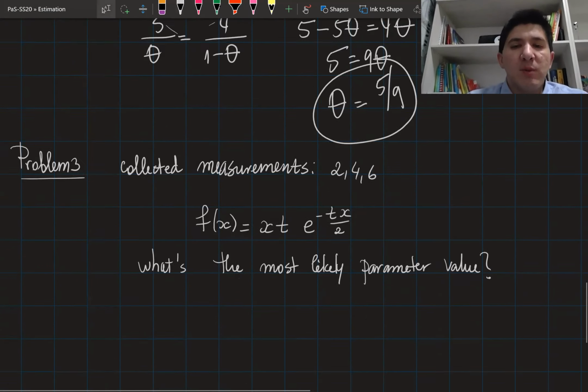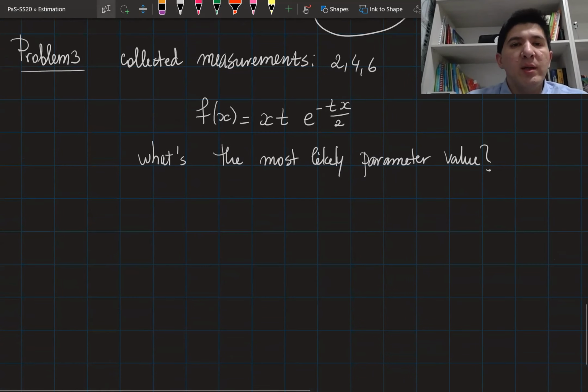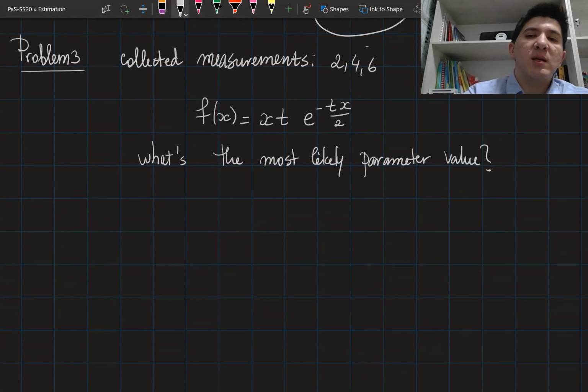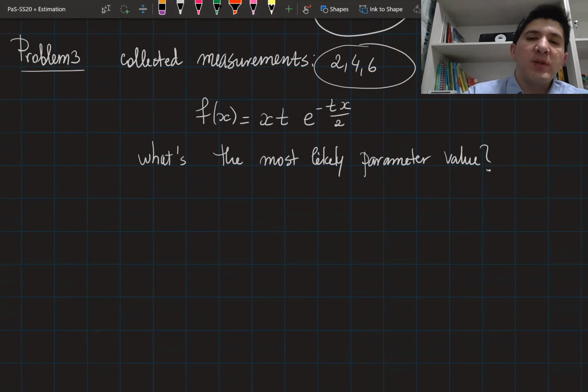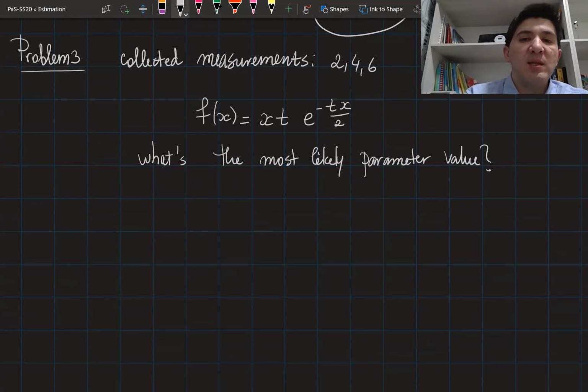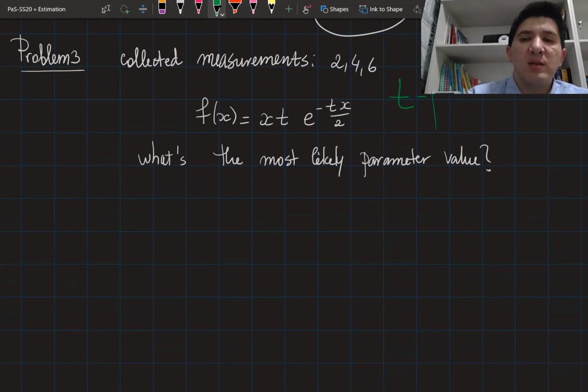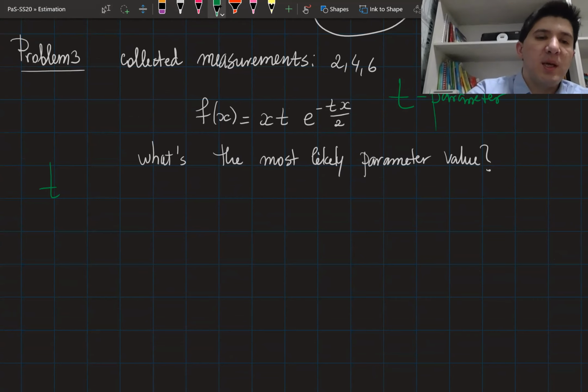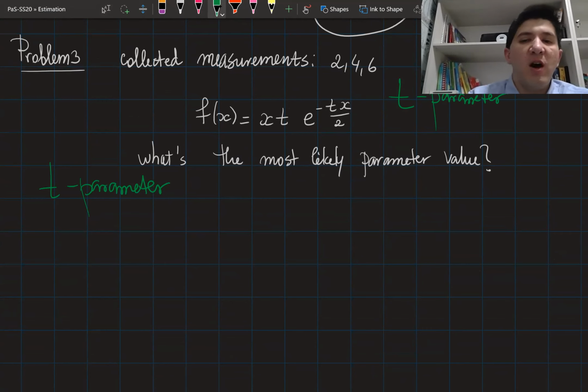Okay, and the last one is going to be again a similar one. We obtain the data 2, 4, 6 for this probability density function in this case. The parameter here is t. So t is the parameter. We have to find the value of t so that most likely we are going to get 2, 4, and 6 when we generate new data using this density function.